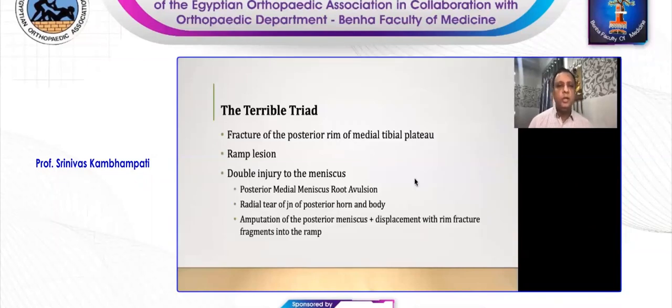In our case, the following were seen. There's a fracture of the posterior rim of the medial tibial plateau. There was a ramp lesion. There was double injury to the meniscus. The posterior medial meniscus root was avulsed. There was a radial tear of the junction of the posterior horn and the body, leading to an amputation of the posterior horn of the meniscus. And that has displaced, along with the rim fracture fragments, into the ramp lesion.